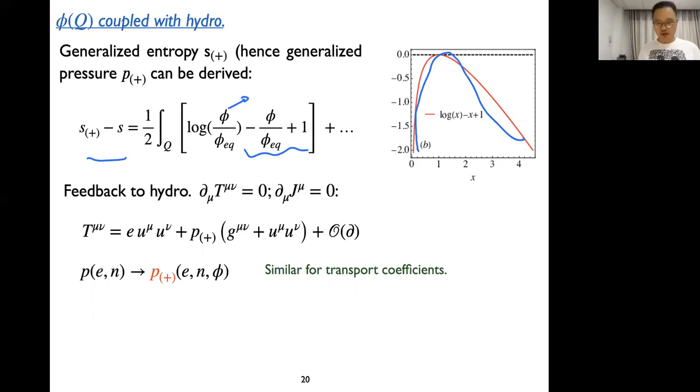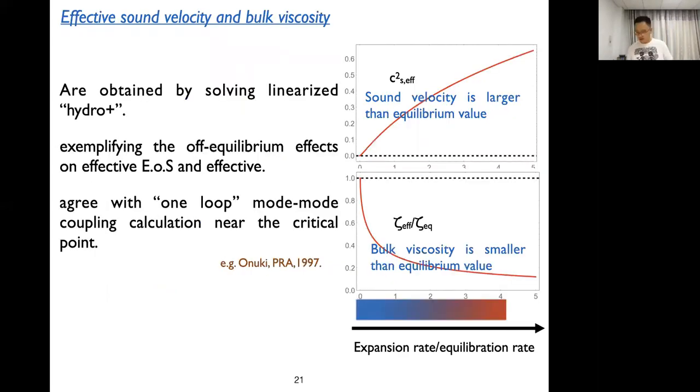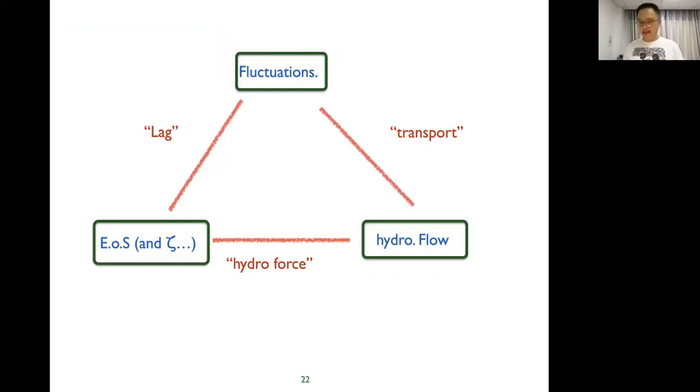So now we can return to the hydrodynamic equations. If you have the generalized entropy, you can also determine a generalized pressure. What one needs to do here is replace the usual pressure in the constitutive relation of the T^{\mu\nu} with the generalized pressure, denoted pressure plus, and by doing so you couple the non-hydrodynamic, long-wavelength fluctuations with the hydrodynamical evolution.